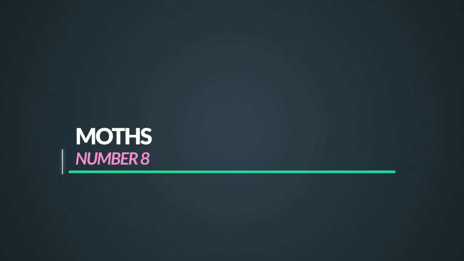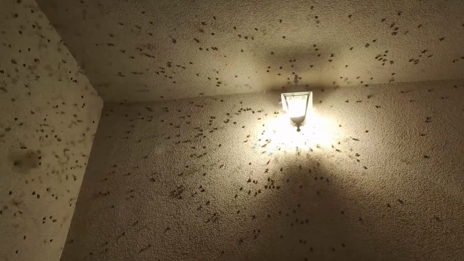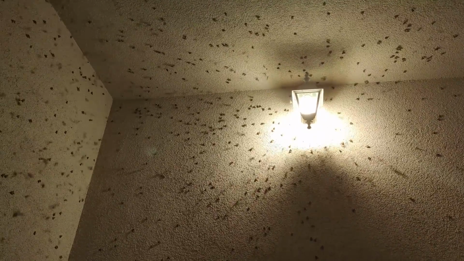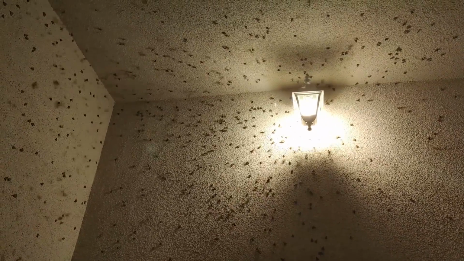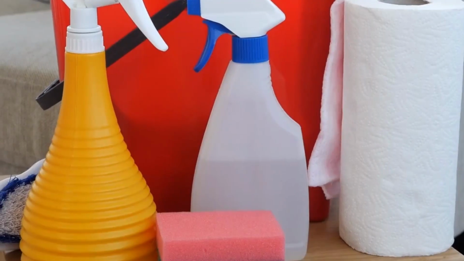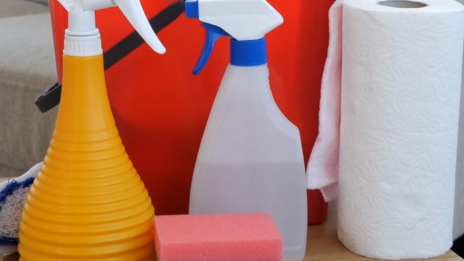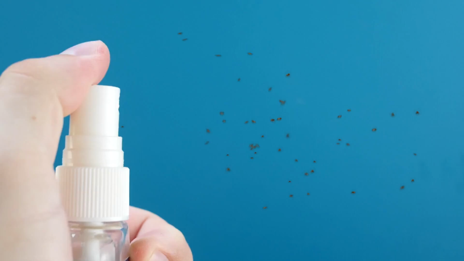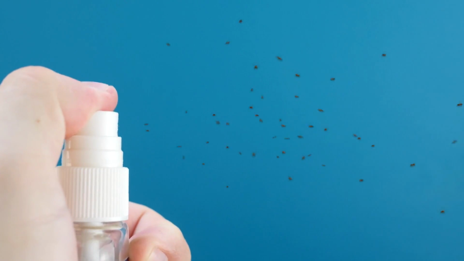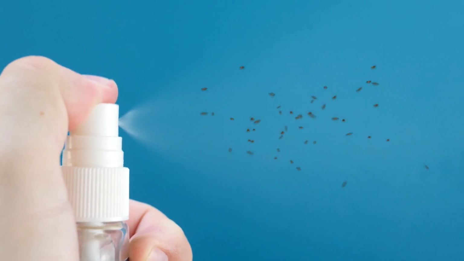8. Moths. If you're dealing with a moth infestation, don't despair. There are several things you can do to get rid of them. One of the most effective methods is to use rubbing alcohol. Here's how to do it. Start by mixing 1 part rubbing alcohol with 1 part water in a spray bottle. Then, thoroughly saturate any areas where you've seen moths or their larvae.